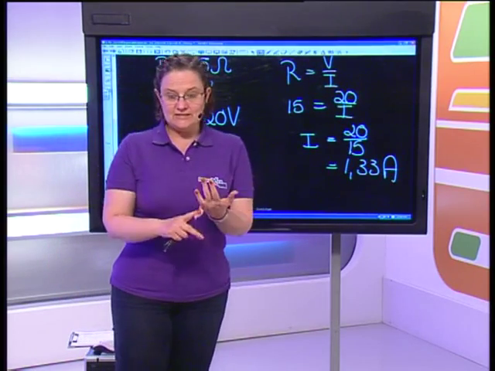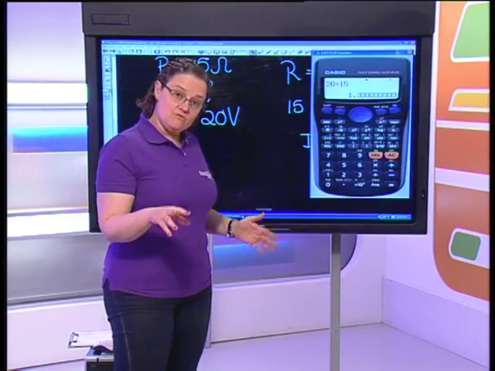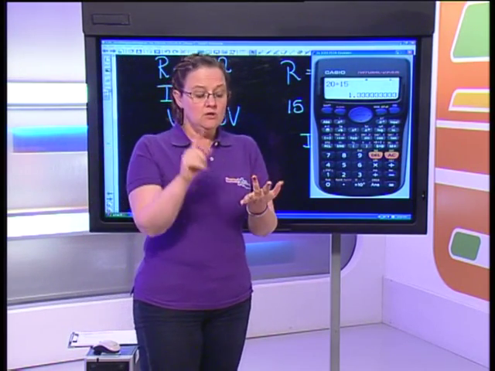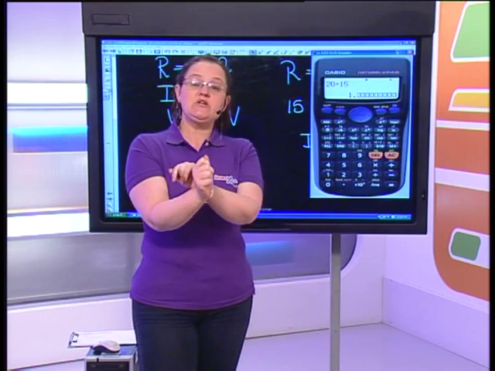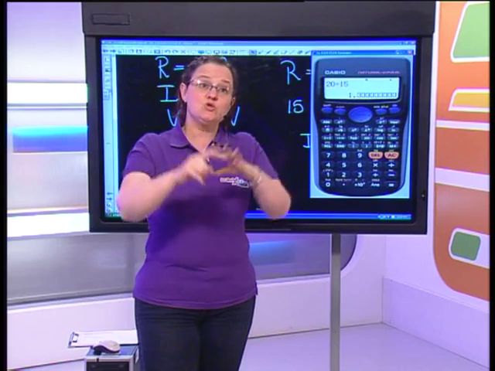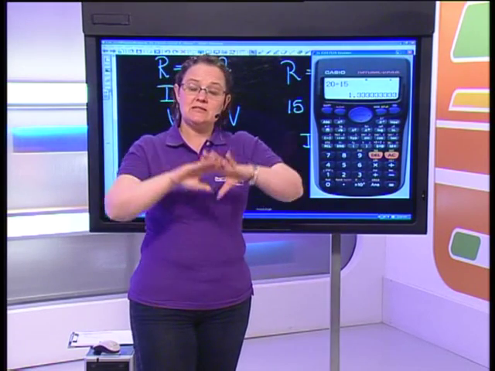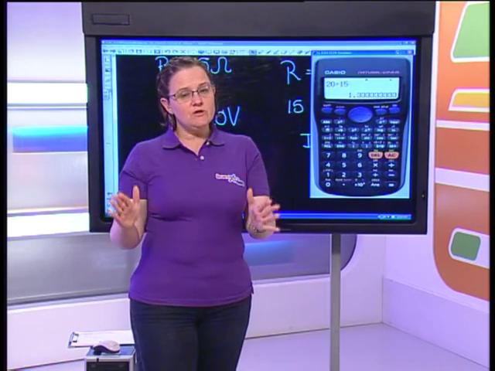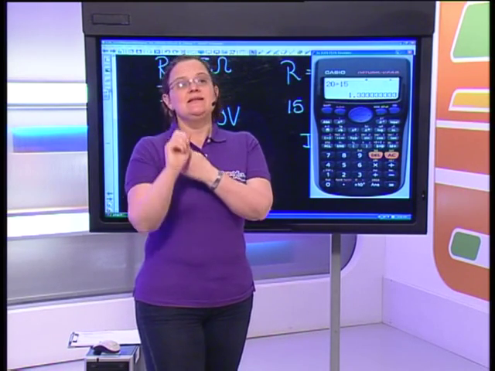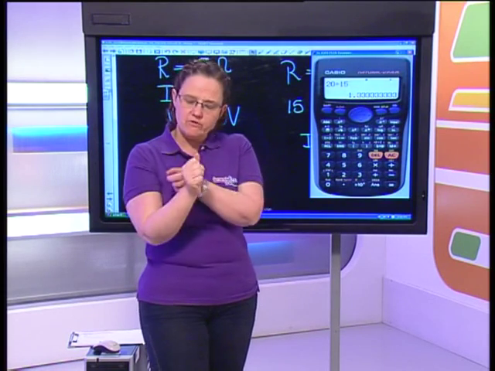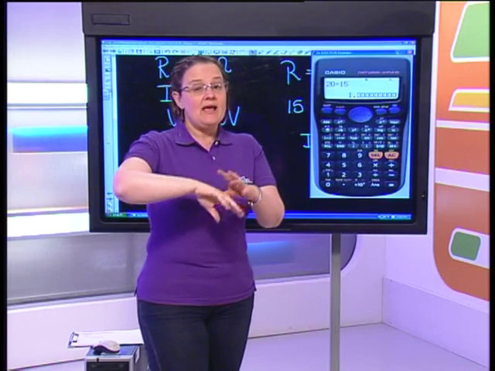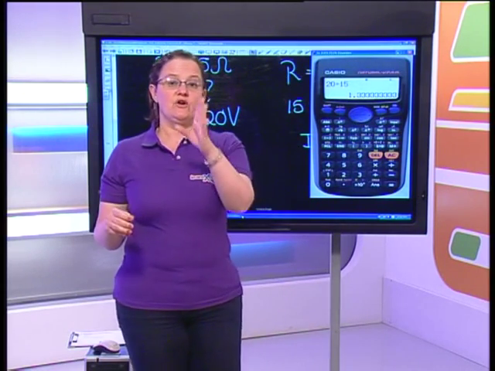So, remember what I said today. Resistance is R. Resistors can be connected in series or parallel. We connect them in series in order to increase the total resistance, which decreases the total current. We connect them in parallel to decrease the total resistance and increase the current. Then we looked at Ohm's law, which says the potential difference across a resistor is directly proportional to the current through the resistor, provided the temperature remains constant. And our equation for that was R equals V over I.